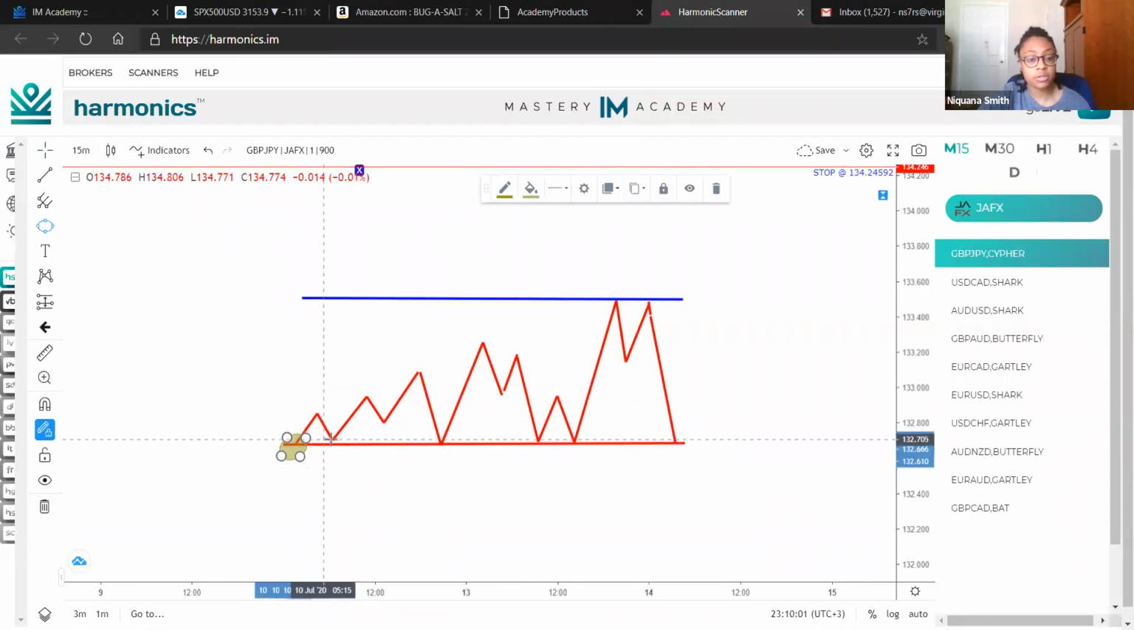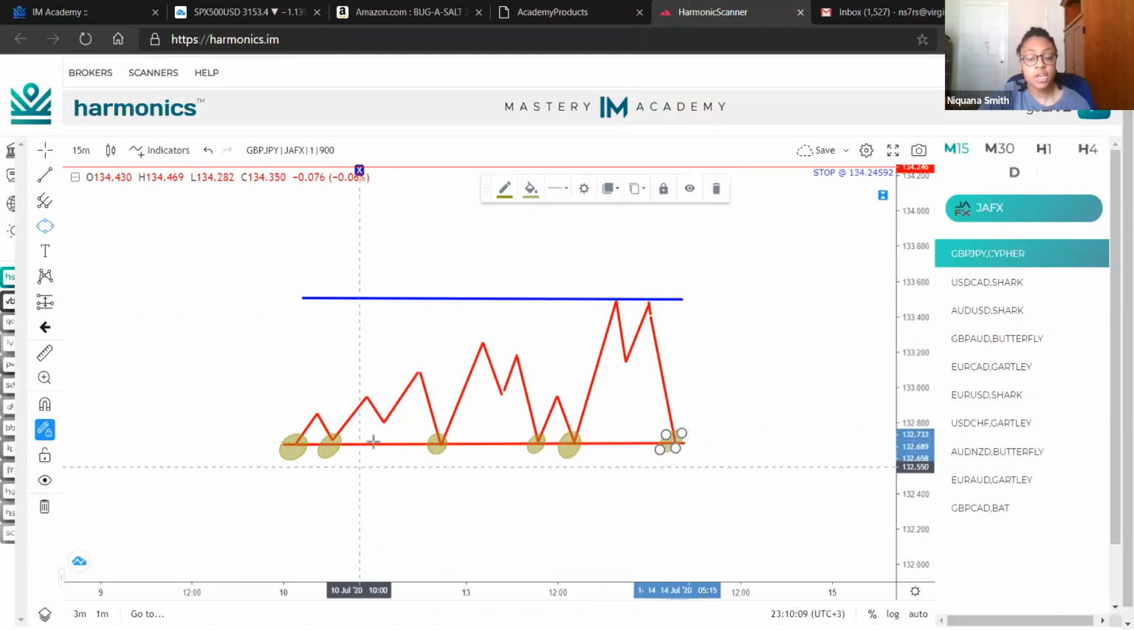1, 2, 3, 4, 5, 6. You can see in this example that price went up, came back down, tested the support. Went up, the little dance, came back down, tested support. It went up, started buying again, went down, tested the support again. Remember, your support is the floor and your resistance is the ceiling.